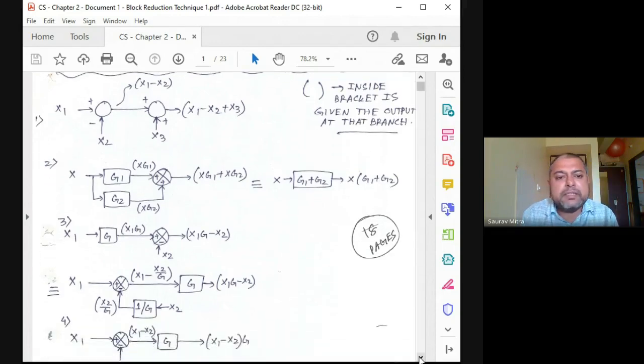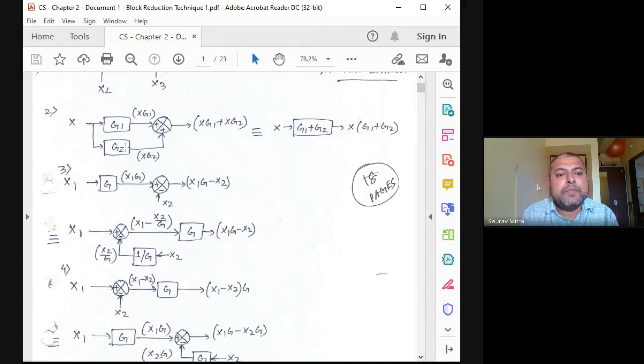A lot of numericals are solved here. You can check. Now here x is the input given to 2 things, G1 and G2. It's a parallel path and they're getting added. So xG1 and xG2, and they're getting added here.